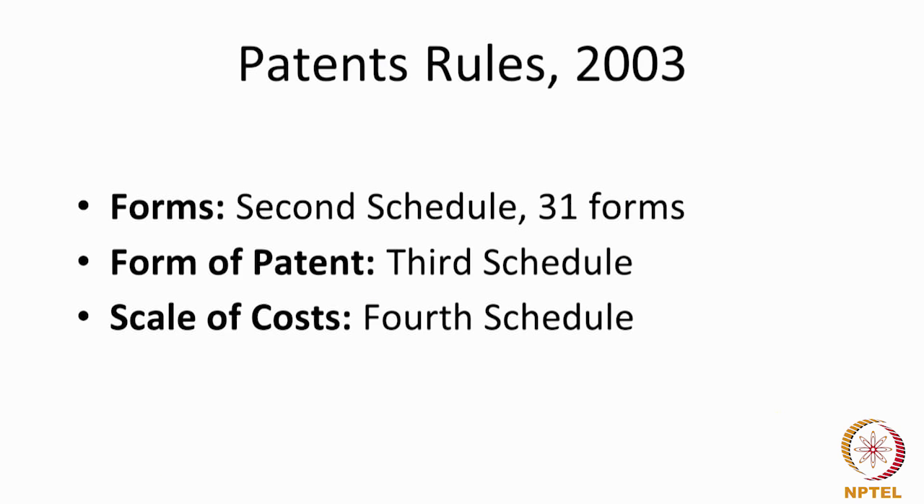The fourth schedule deals with a scale of costs. In certain proceedings, the patent office has the power to award costs to the succeeding party. If there are 2 parties and if one party succeeds, the patent office can award costs to be paid by the losing party to the succeeding party. So it gives the scale of costs. These are how to compute the cost so that there can be an order on costs.